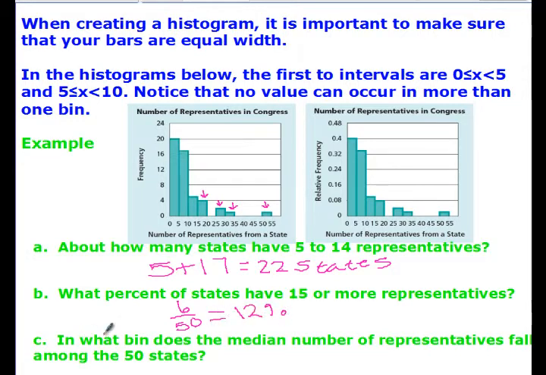So the last question asks us, what bin does the median number of representatives fall among the 50 states? So we're looking for the 25th and 26th terms. Because we have an even number, we're going to have 25 on one side, 25 on the other side. So we've got 20 here, which means 25 and 26 fall in here because there's 17. And so it falls in the 5 to 9 representatives.